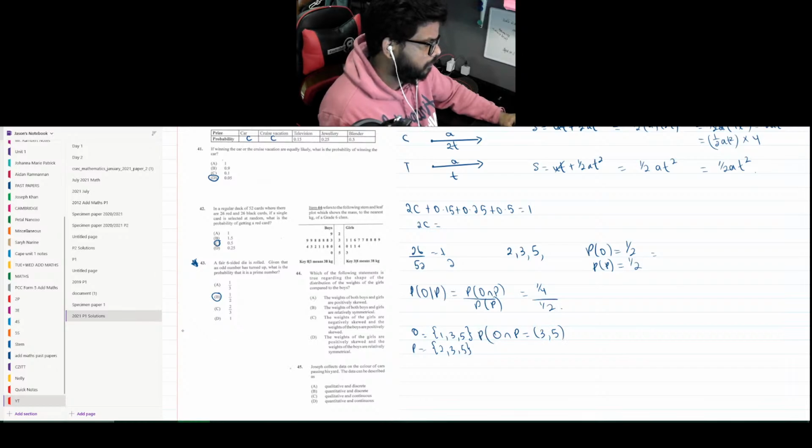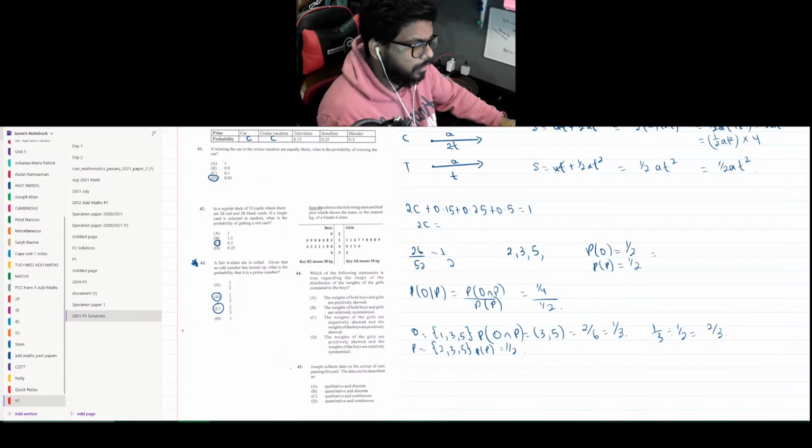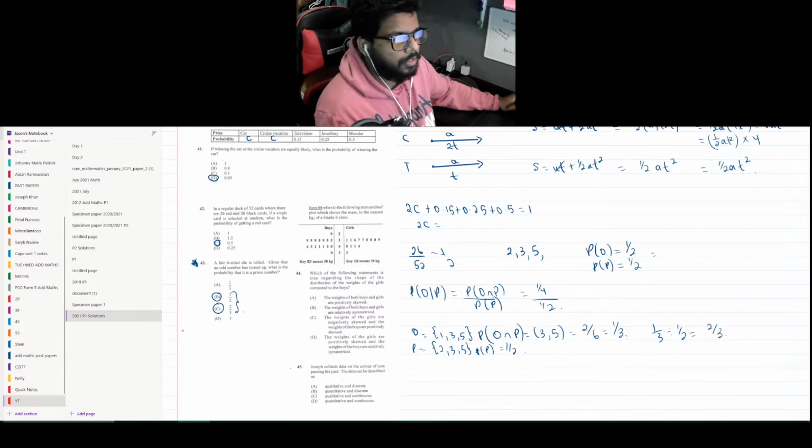So the probability of this occurring will be 2 out of the 6, which is 1/3. The probability of picking a prime number, the probability of a prime, is a half. So 1/3 divided by 1/2 is 2/3. So potentially, I will still check it over. I'll still check this over, right? So we put another pin in number 43.